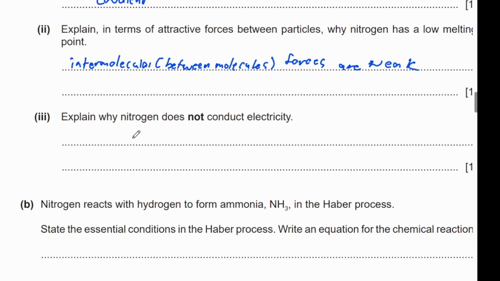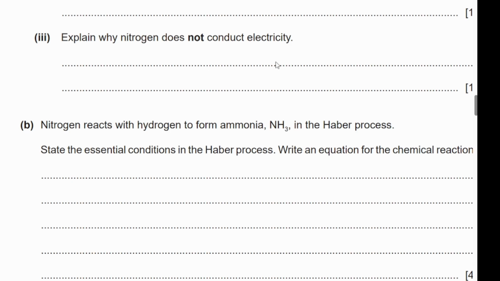Explain why nitrogen does not conduct electricity. So in order for something to conduct electricity, it needs to have free moving ions or mobile electrons. Nitrogen does not have free moving ions or mobile electrons, so therefore it does not conduct electricity.